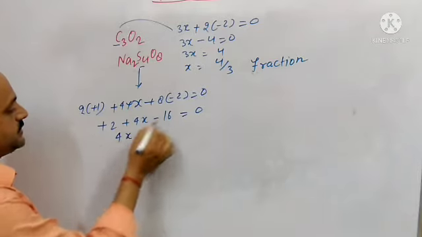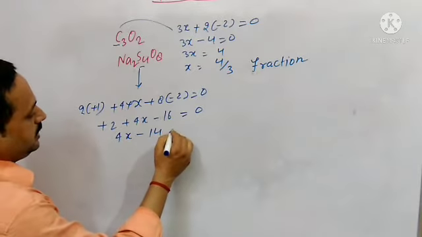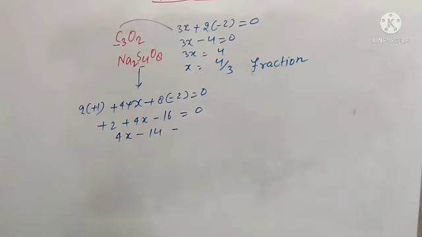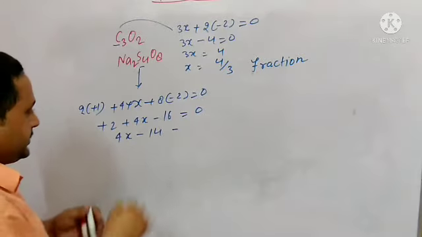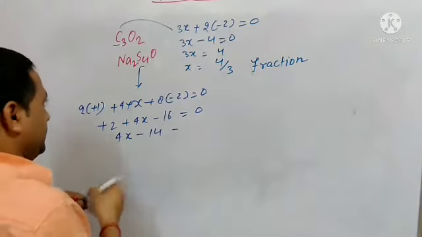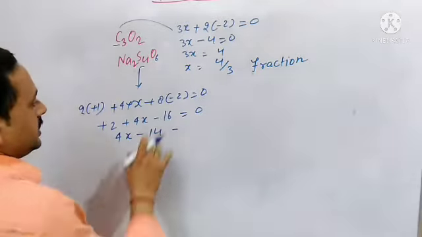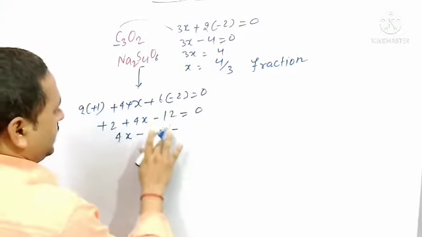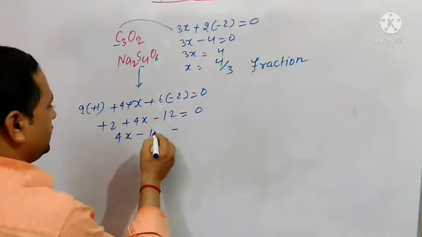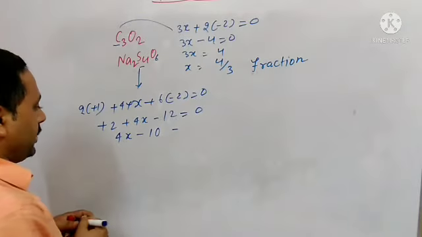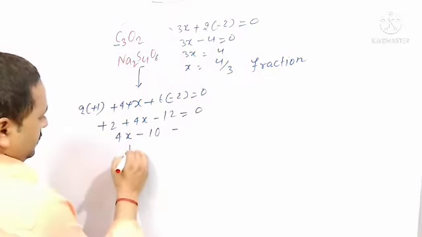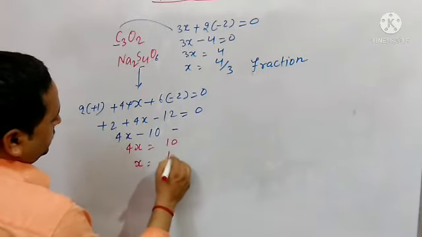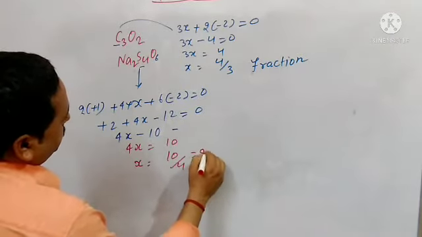4x, on solving these two, minus 14 equals... students, please see here, this is 6. I checked, it is 6 here. Okay, it is 6, not 8. So here it will be 6. We can change here. It will be 12 and here it will be 10. So 4x equals 10. So x equals 10 by 4, which is 2.5.